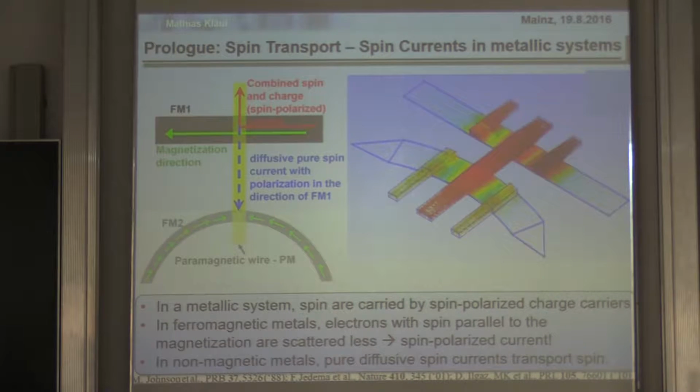Right, so this is in metals, for transport at the Fermi level. This is done really by injecting currents with a voltage, so the electrons are really close to the Fermi level. They usually move at the Fermi level.